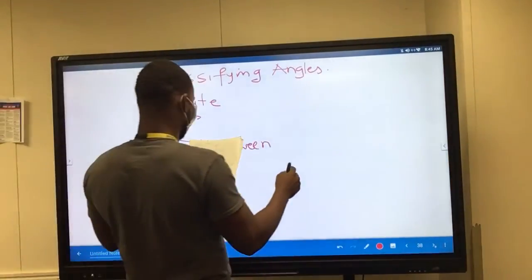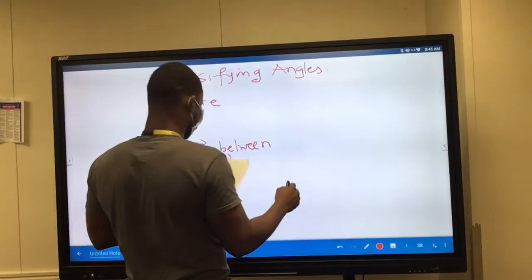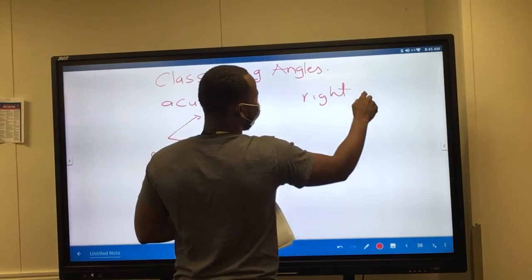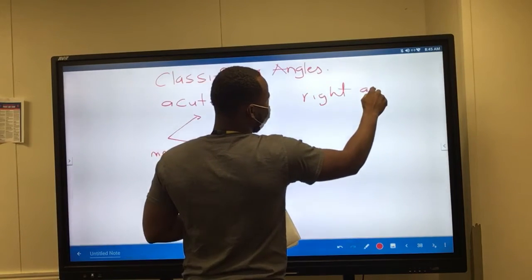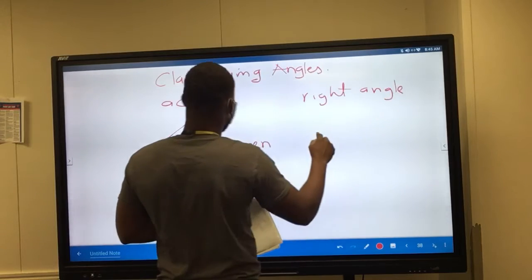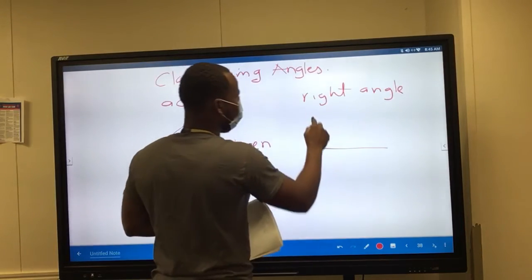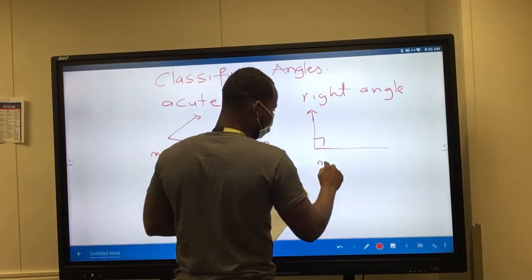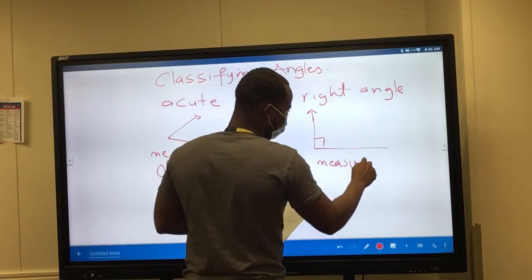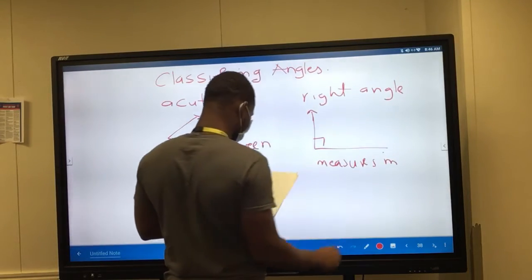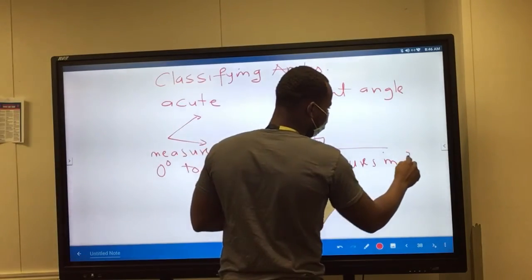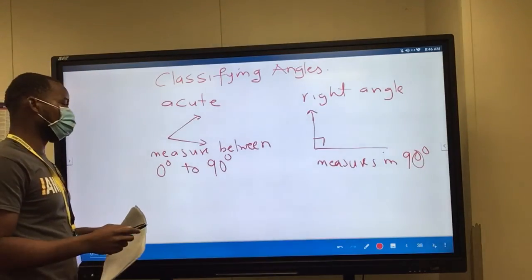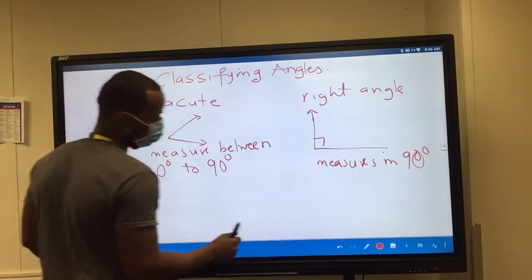Then we have what we call the right angle. The next one we are looking at is here, right angle. This one measures 90. So this symbol means it measures 90 degrees. So right angles are always 90 degrees. That symbol at the top is 90 degrees.